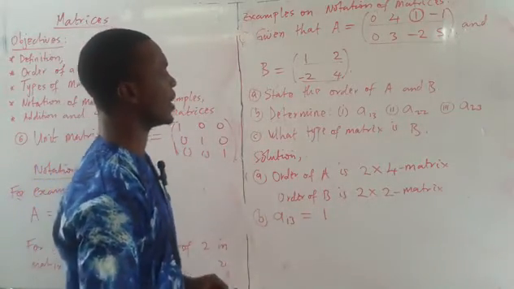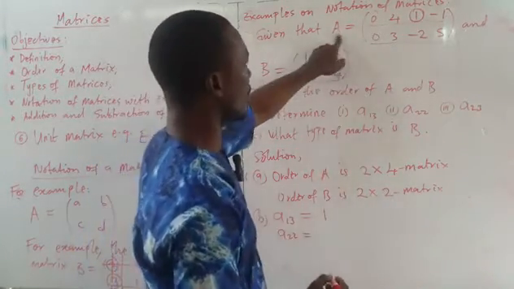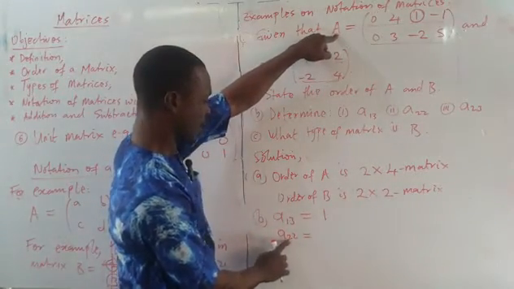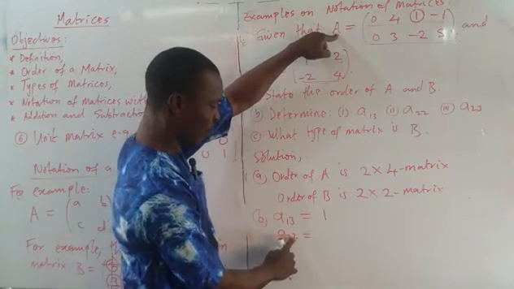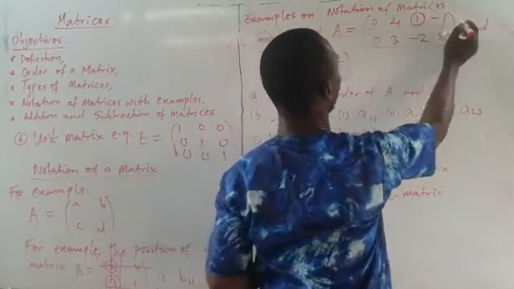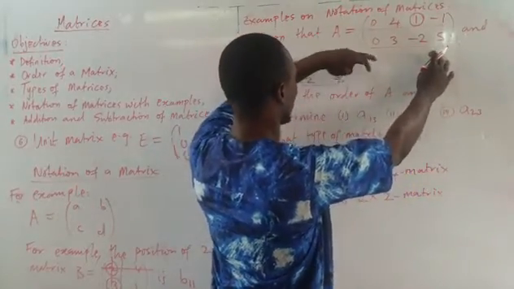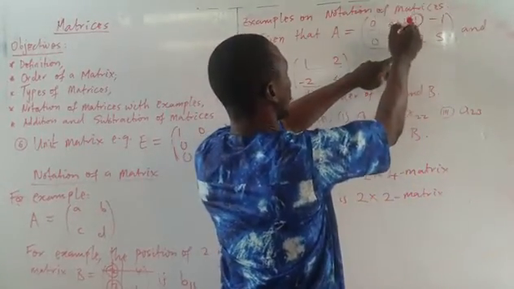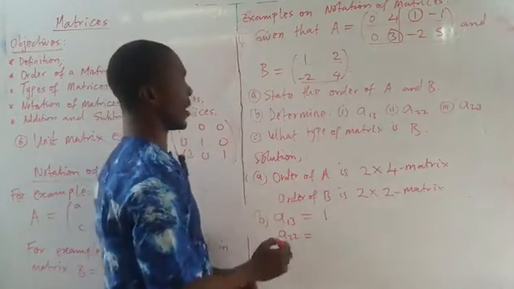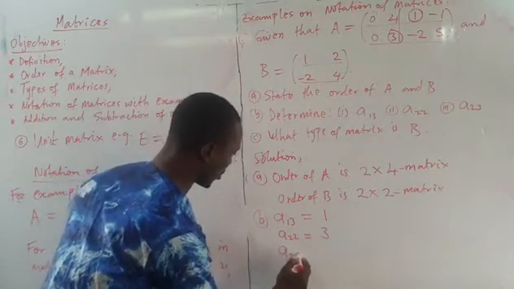Then the second one is A22. We are still working under matrix A. So A22 means the first two stands for the second row and second column. Here's the first row, here's the second row. So we are working under the second row, but what? Second column. Here's the first column, second column. So the number we have there is what? 3.